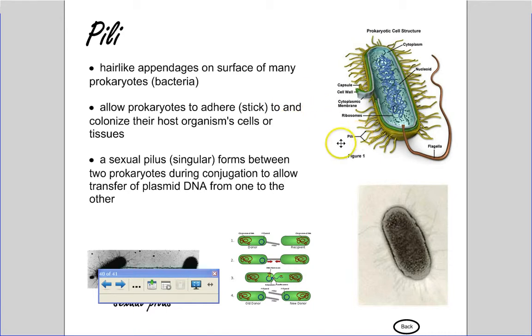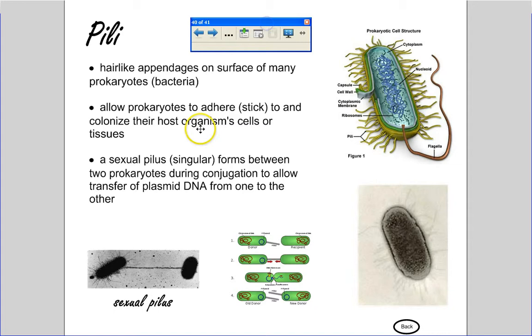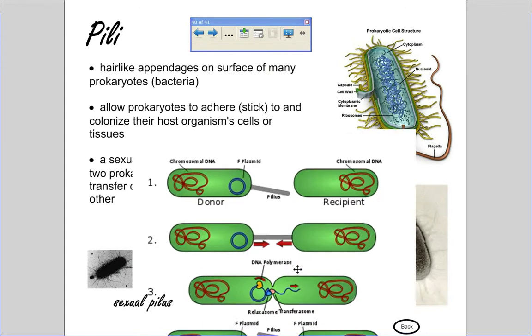Pili are hair-like appendages on the surface of prokaryotes that allow them to stick to, because they're sticky like the capsule, and colonize their host's cells. Sometimes there's a special pilus that forms. It's called a sexual pilus or a sex pilus, and it allows one of them to join with another and transfer what they call plasmid DNA. We're going to look at that a little closer in another chapter.